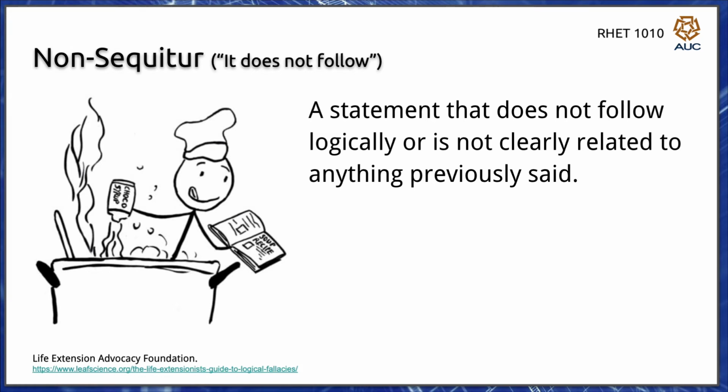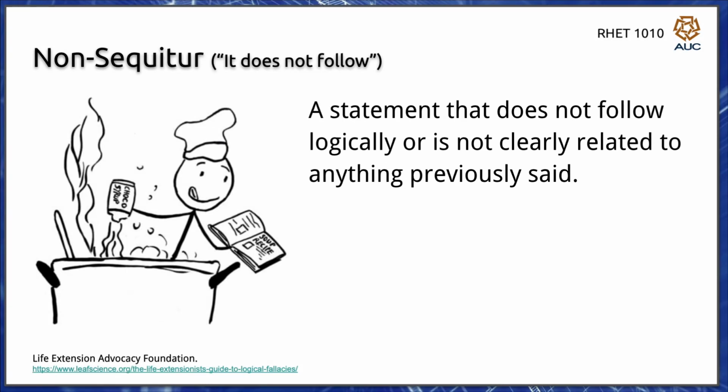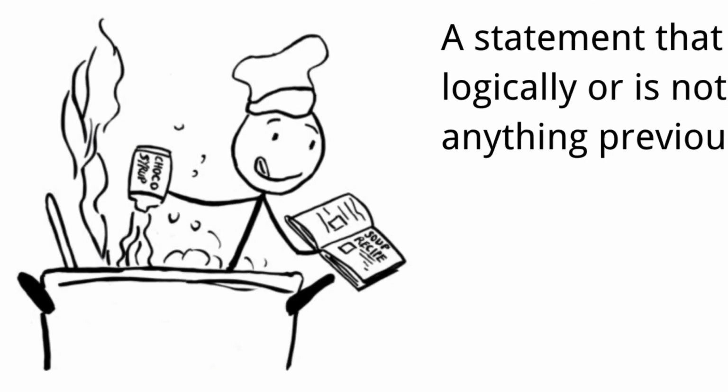The next type of logical fallacy we'll look at is called the non sequitur, and that's a Latin word that means it does not follow. And here we have a statement that doesn't follow logically what's been said before that. It's something that's not clearly related to anything that was previously said. If you look in the cartoon here, you can see the chef adding chocolate syrup into the soup, and that's kind of what a non sequitur is like.